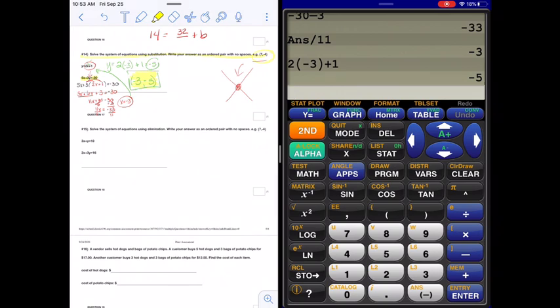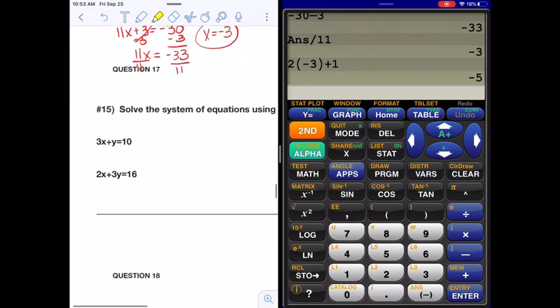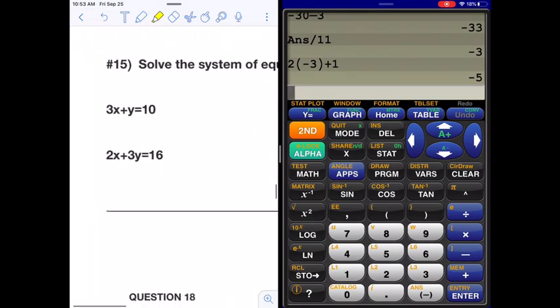Solve the system of equations using elimination. Write your answer again as an ordered pair with no spaces. Okay, elimination is my favorite. So we're going to look here, and I could get rid of the x's or the y's. If I want to get rid of the x's, I would multiply the top by -3 and the bottom, I'm sorry, I said that wrong. I would multiply the top by -2 and the bottom by 3.